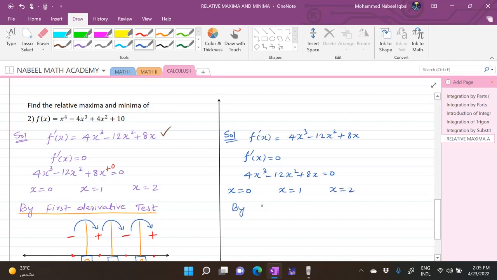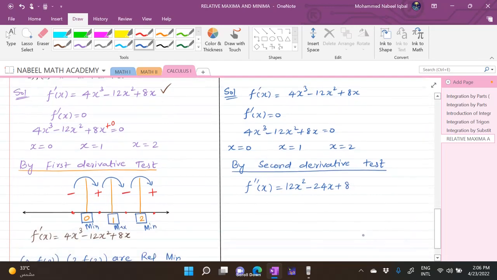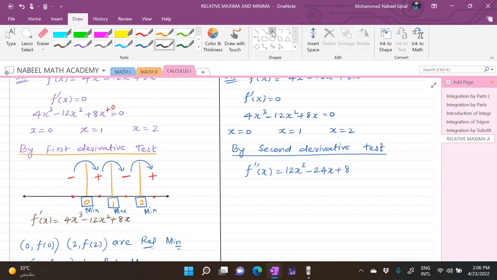By using the second derivative test, I have to find the second derivative of the function. So what is the second derivative of this function? f double prime of x, which is 12x power 2 minus 24x plus 8. So this is my value. Now I will substitute the values one by one. F double prime of 0, when I substitute 0, it is equal to 8.